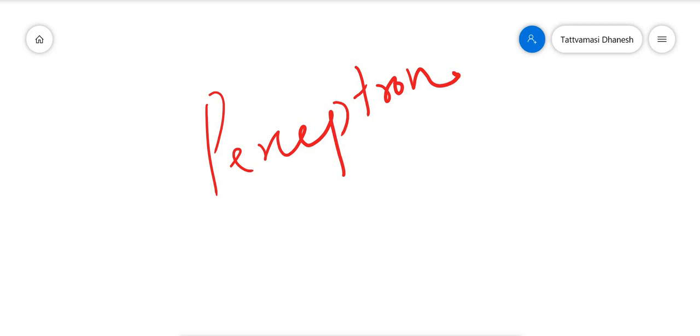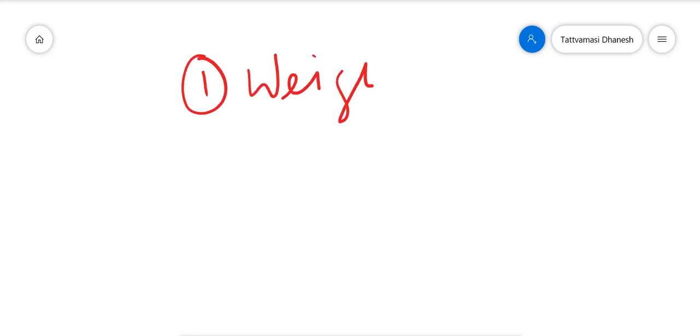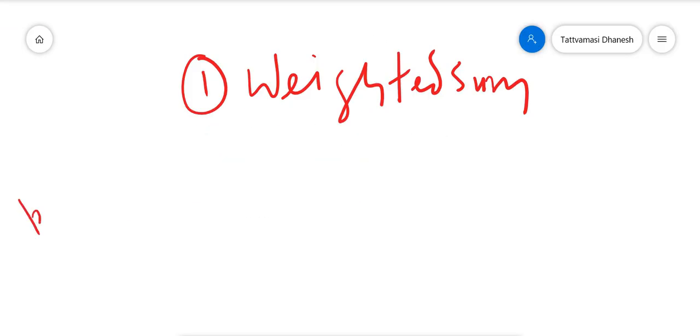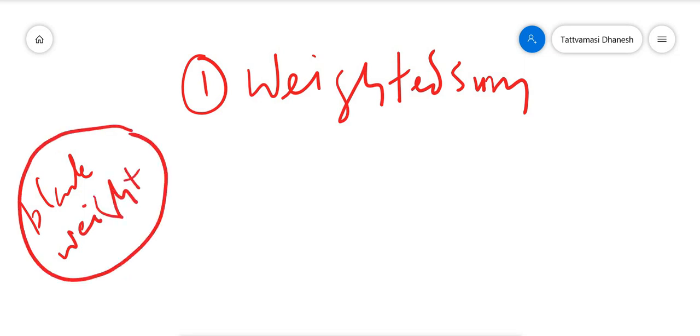Inside an artificial neuron, there are only two processes you need to understand. The first thing is that it will take the weighted sum. For example, if I take this first blue node, it will take the sum of the weights coming in. See how many arrows are coming towards that blue node. Around three weights are coming, right? Three black arrows. Black arrows represent the weights.